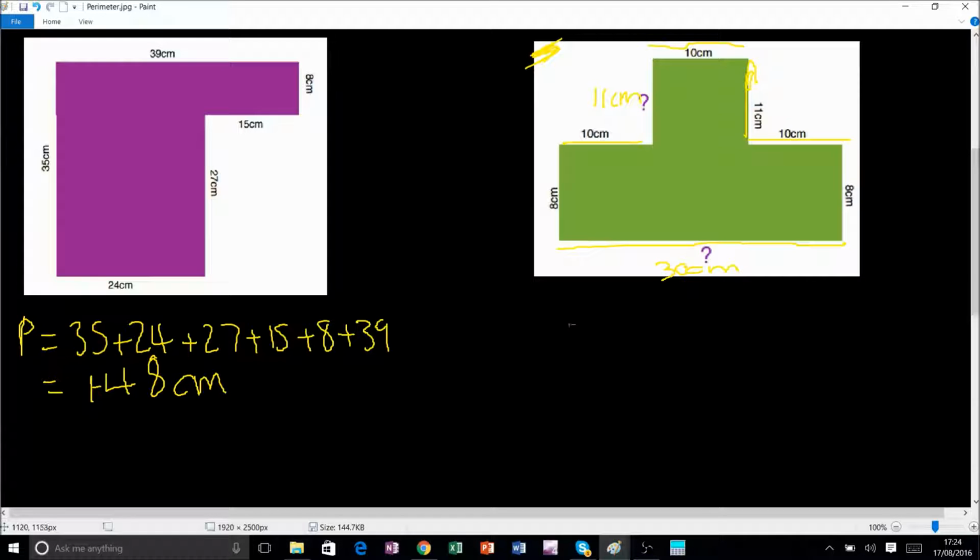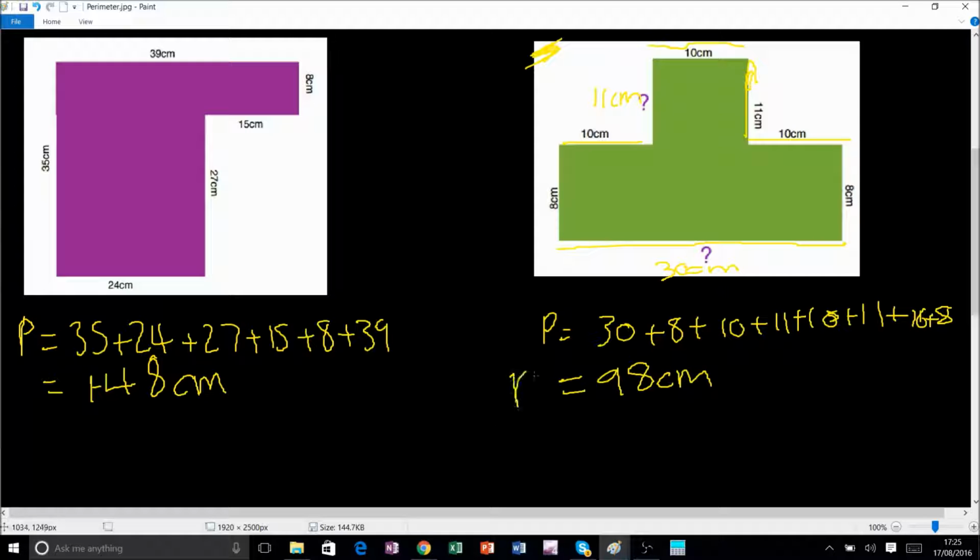Okay, now to get the perimeter, we need to add everything up all together. So P is equal to, let's start off here and work our way up like that. So 30 plus 8 plus 10 plus 11 plus 10 plus 11, plus 10, another 10, and then plus 8. Okay, so let's see what we get. 30 plus 8 plus 10 plus 11 plus 10 plus 11 plus 10 plus 8, and that is going to give us 98 centimeters. Okay, beautiful, lovely, guys.